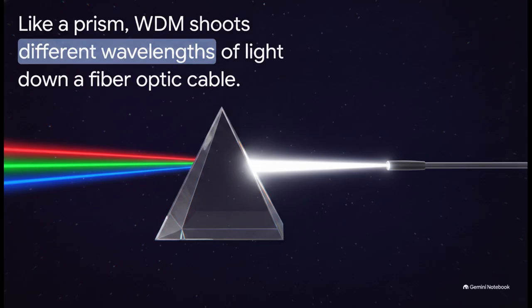We can take one data stream and turn it into a red laser beam. Then we take another data stream, turn it into a blue laser beam, and another into green. Because different colors of light naturally have different wavelengths, we can shoot all of these colored lasers down the exact same glass tube at the exact same time. The colors just pass right through each other without interfering at all.